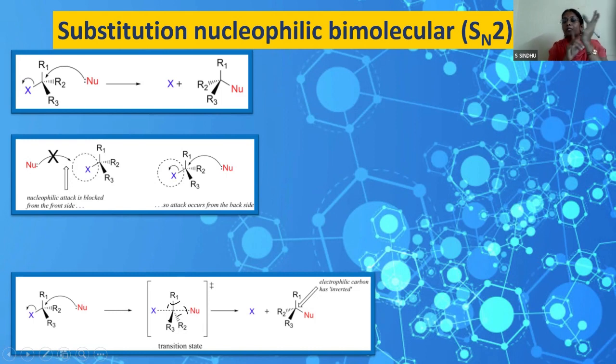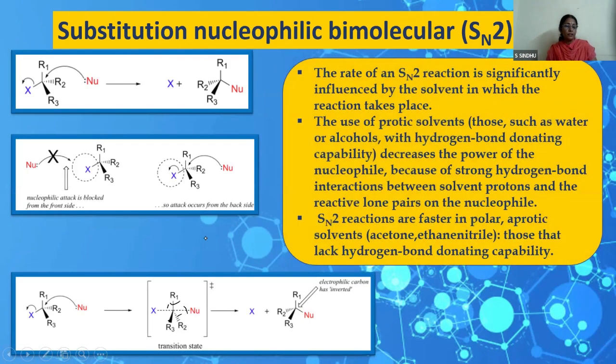So bimolecular, the 2 comes in from there, and the N from substitution. So Nu is substituting for X. So in the name, substitution, and it's a nucleophile, a nucleus-loving species coming in. Now, a very important aspect here in the case of SN2, SN1 differentiation. What is the main aspect coming in?